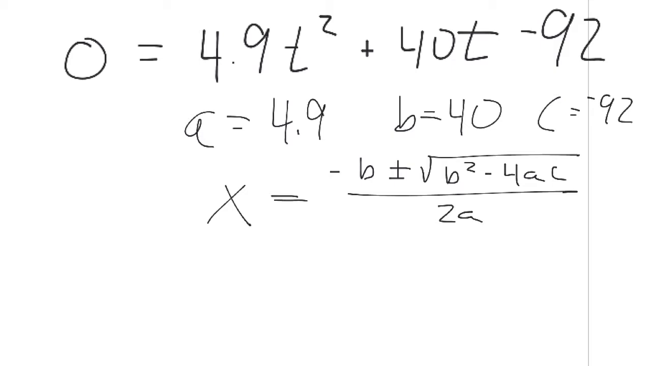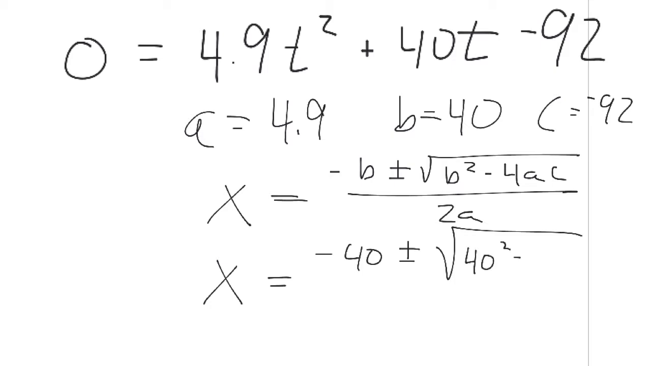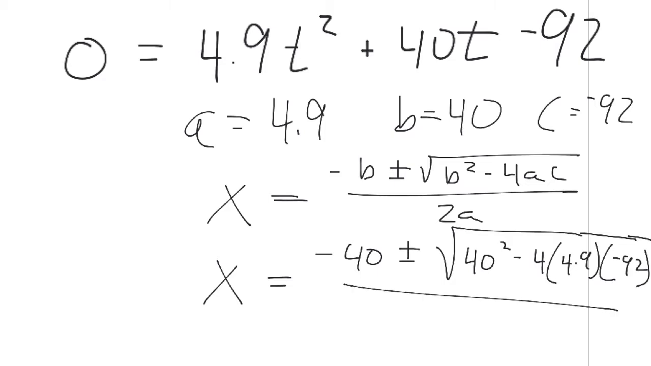I think it's a good practice to make sure you copy down the formulas every time you use them. That way you practice writing them out. Negative 40 plus or minus the square root of 40 squared minus 4 times 4.9 times the c value, which is negative 92, all over 2a.